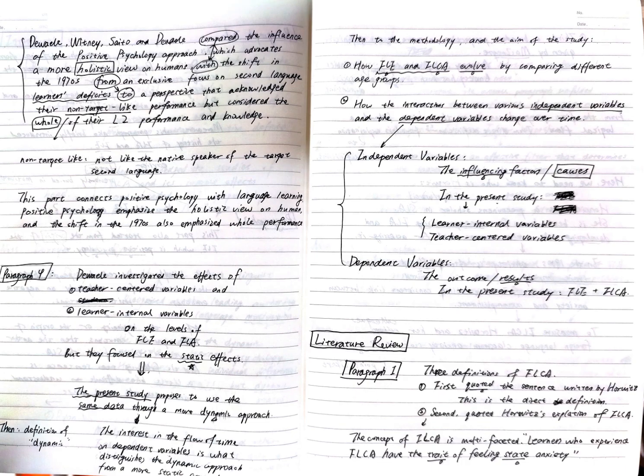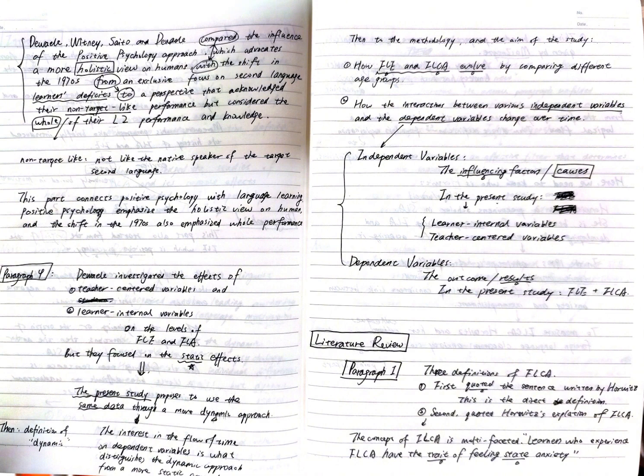And today I'll move to the literature review part, and I will also analyze them and retell them paragraph by paragraph. And as I am retelling, you can see a very clear logic flow and the advanced writing techniques that the authors used. So, firstly is about paragraph 1. In this paragraph, the author firstly introduced the definition of FLCA, foreign language classroom anxiety, which is one of the core constructs in the present study.